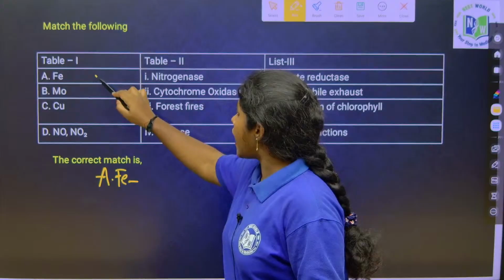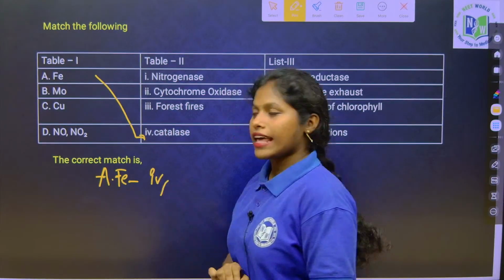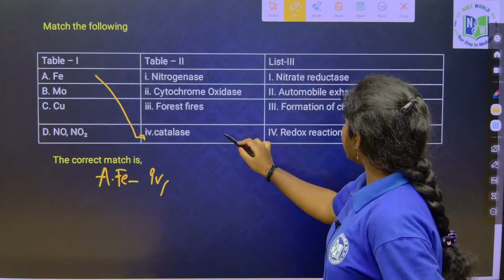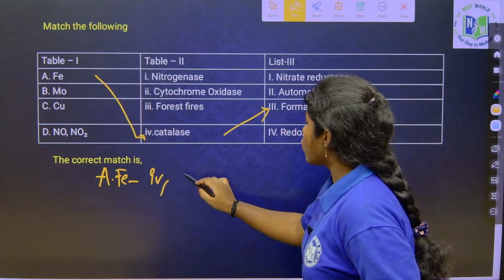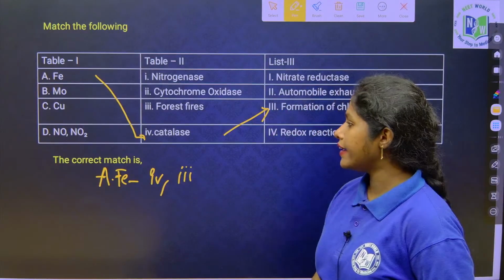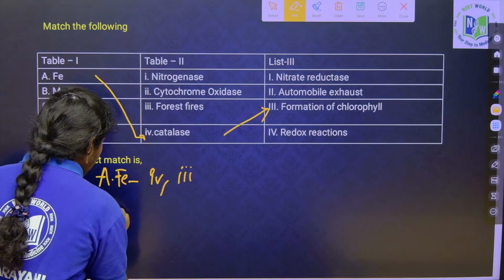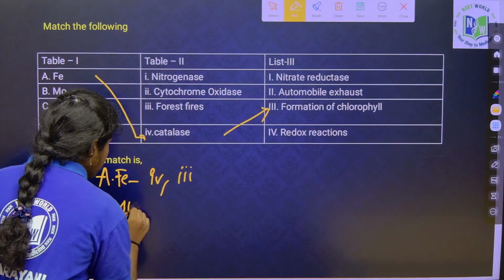So here, iron is involved in the catalysis and formation of chlorophyll. So 4 and 3 are the correct answer for the iron. Got it? Now see the molybdenum. Now see the molybdenum, students.